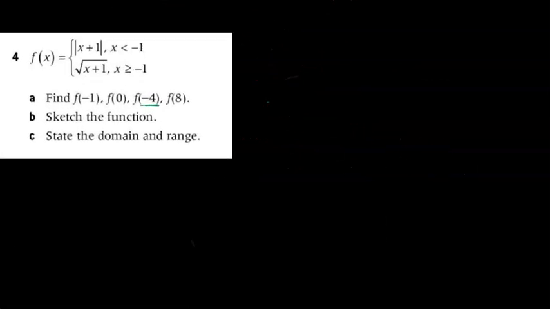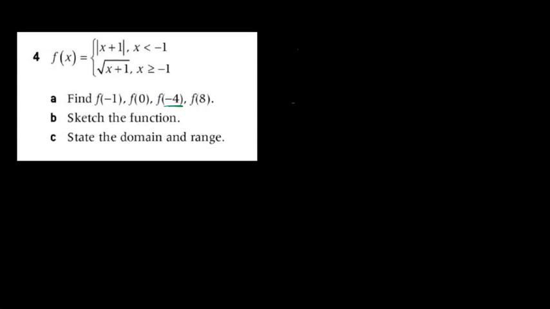Okay? Good job. Next problem. A, find f of -1. -1 is going to be the absolute value function. -1 plus 1 equals 0. Okay.